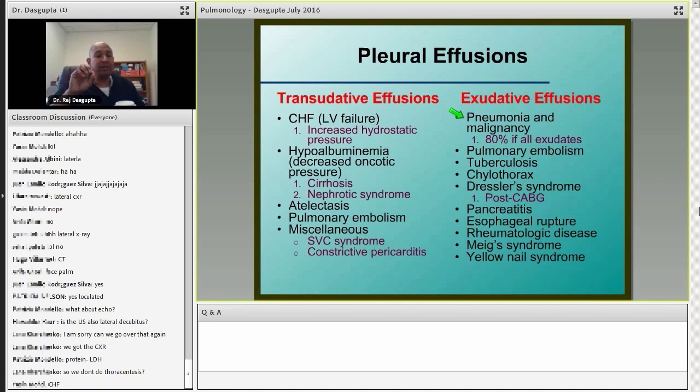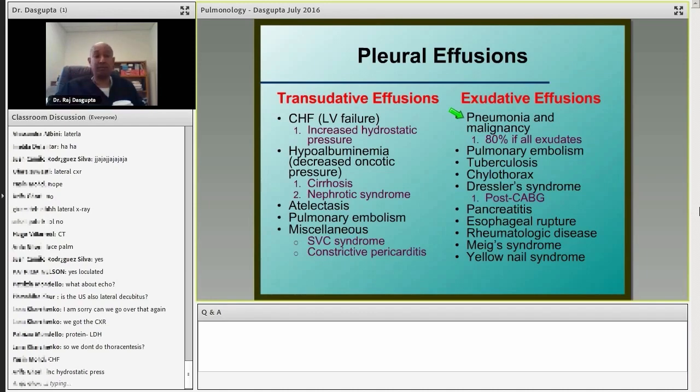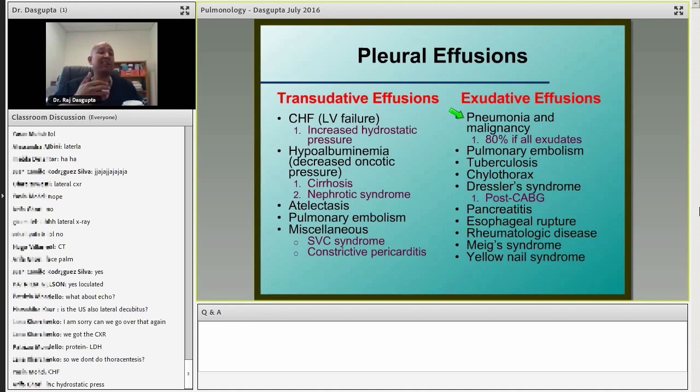Those are going to be things that manipulate Starling's forces. Remember, Starling's forces are two things: things that will increase the hydrostatic pressure or things that will decrease the oncotic pressure. So it shouldn't surprise you that for hydrostatic pressure, it would be CHF. For oncotic pressure, you've got to think about a nephrotic or a cirrhotic, not retaining protein or not making a lot of protein.